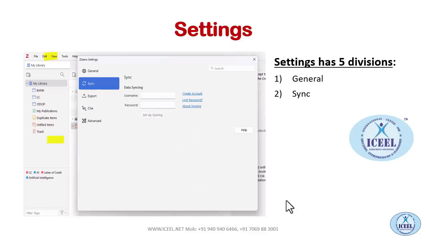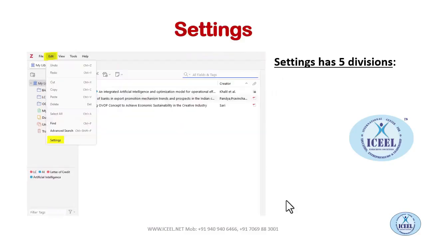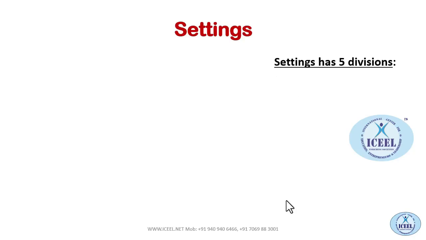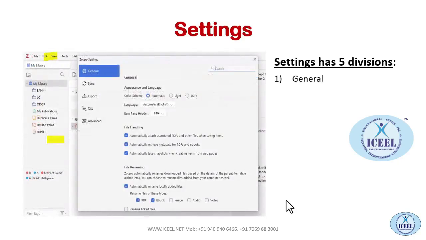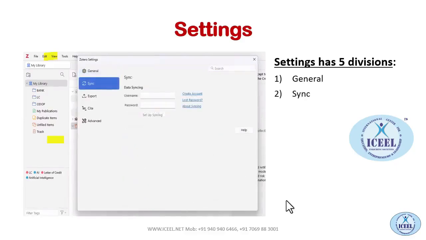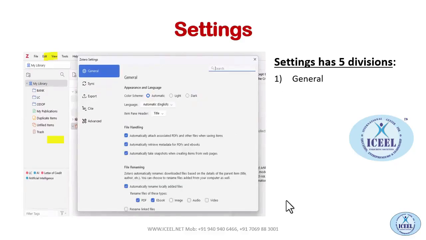Now, when the Zotero software is installed, guys, first you have to see the settings. Settings you can get from edit. Click on edit and then click on settings. And here 5 settings are there. First is the general setting. Second is the synchronization setting, sync. General setting means it has general functions.